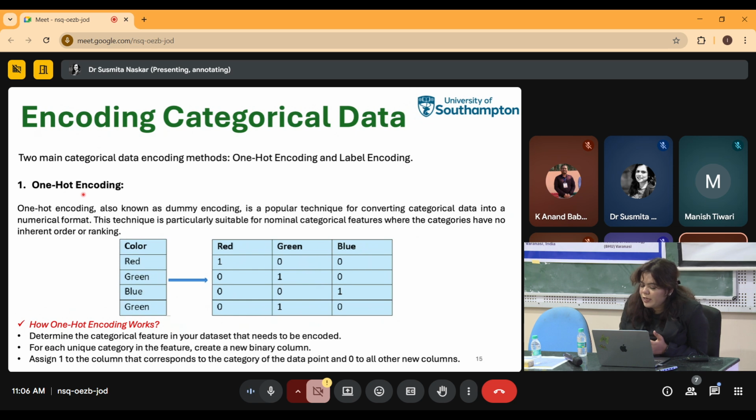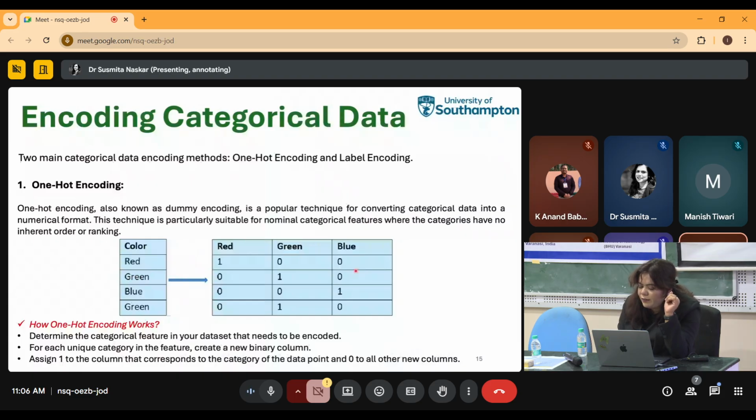Basically what we do is that we create one binary column per category, okay, and put a number 1 in the column that matches the row category. So you can see that we have created a column like this, right? And then we have created something like this. So when red comes, we will put 1 here and 0 for the other ones. In a similar way we have done for green, right? And that's how we do that, okay?